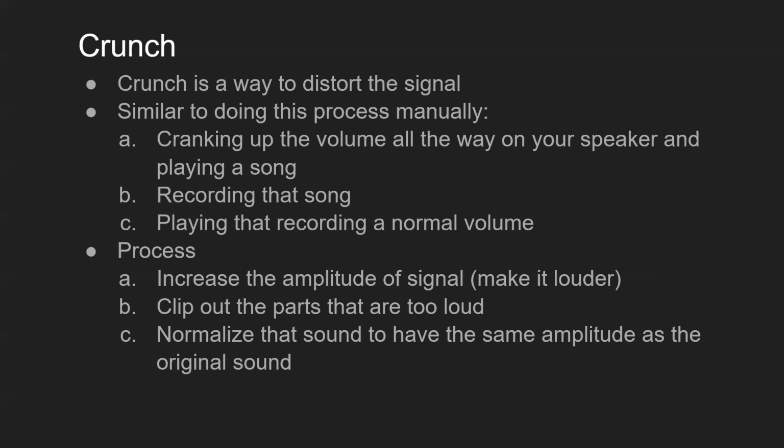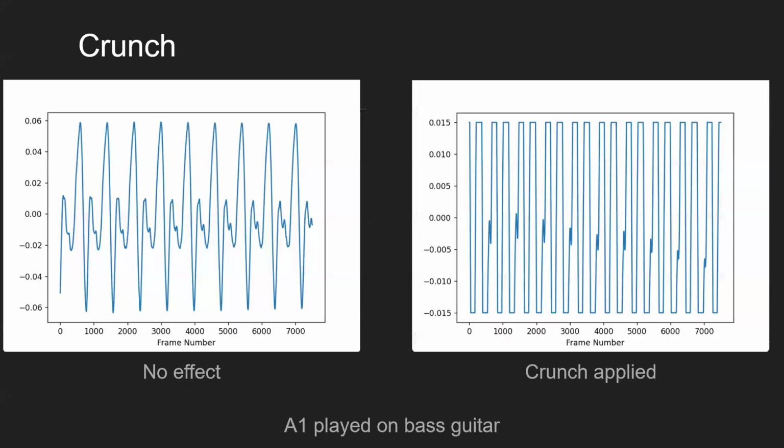So essentially we're going to do that in Python. We'll have our input signal, make it a lot louder, then crop off the top and bottom of it, and then normalize it so that it comes back to the same volume that it used to be. So this is what it'll look like. On the left is the original recording of my bass playing in A1. And on the right is what it looks like after the crunch is applied. You can see after it was scaled and then cut off at the top and bottom, it has that square shape on the end.